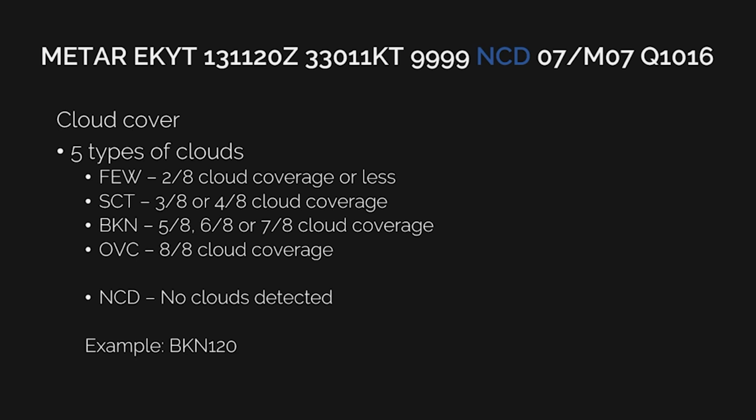NCD, as in the example, means no clouds detected. If you get one of the first 4, there will be a value. For example, BKN120 means broken clouds with their base at 12,000 feet or flight level 120.